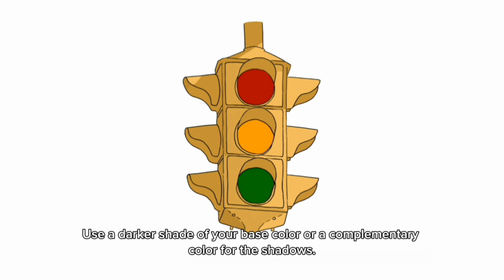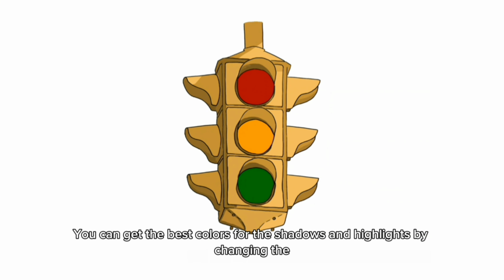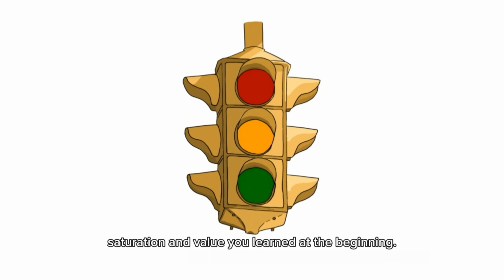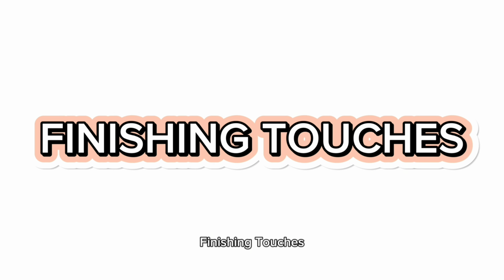Use a darker shade of your base color or a complementary color for the shadows. Use a lighter shade or a color that complements your base color for the highlights. You can get the best colors for the shadows and highlights by changing their saturation and value, which you learned at the beginning, or you can use complementary colors, which is a more advanced method in my opinion. Finishing touches.